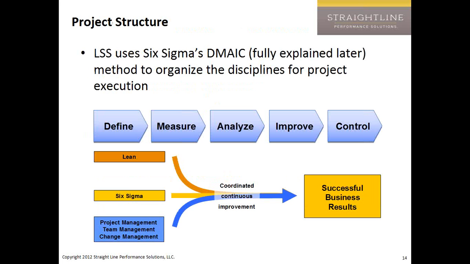The thing that binds all of this together, the way that I think about it, is the DMAIC process. We'll talk about what DMAIC is in just a bit, but that's essentially it. By using DMAIC and the tools and the structures of project management, team and change management, it helps us coordinate our continuous improvement so that we can get successful business results.